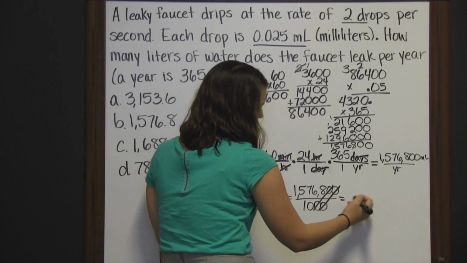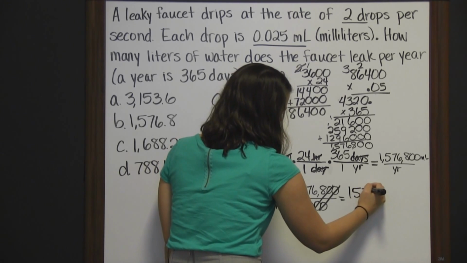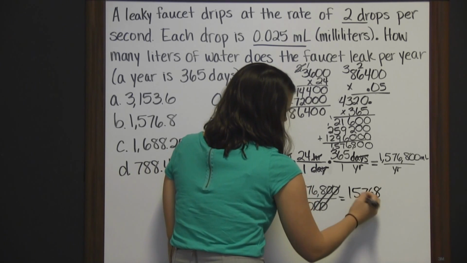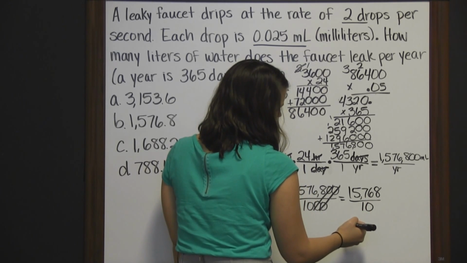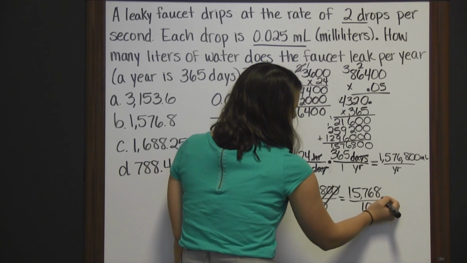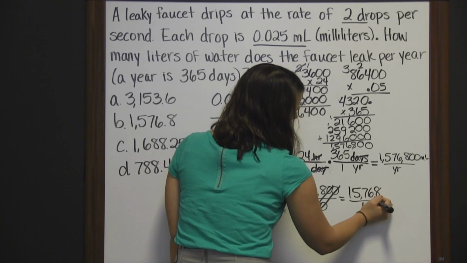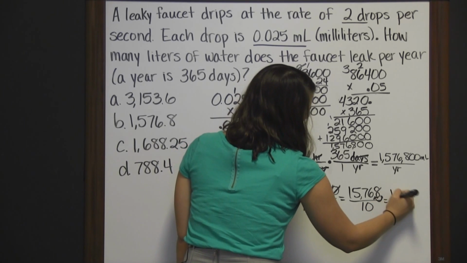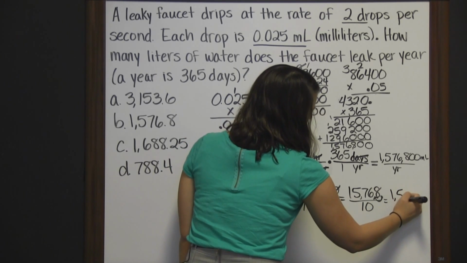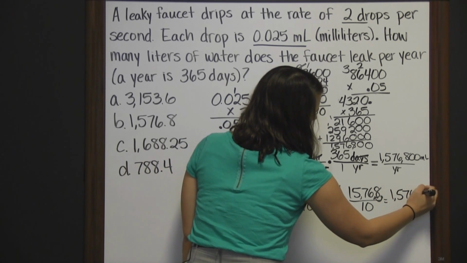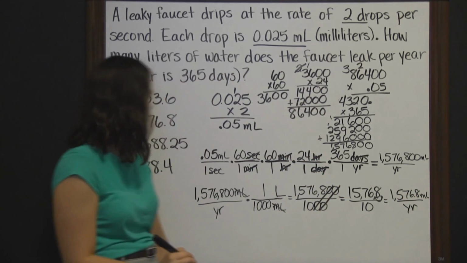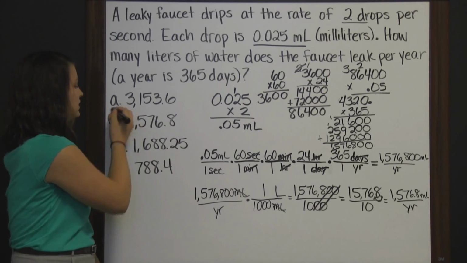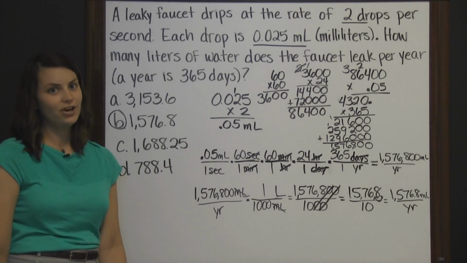place. So what we have after we cancel our zeros is 15,768 divided by 10. And when we divide by 10, that just means to take your decimal and move it one place to the left. So that's 1,576.8 milliliters per year, which is answer choice B. So a lot of converting on this one.